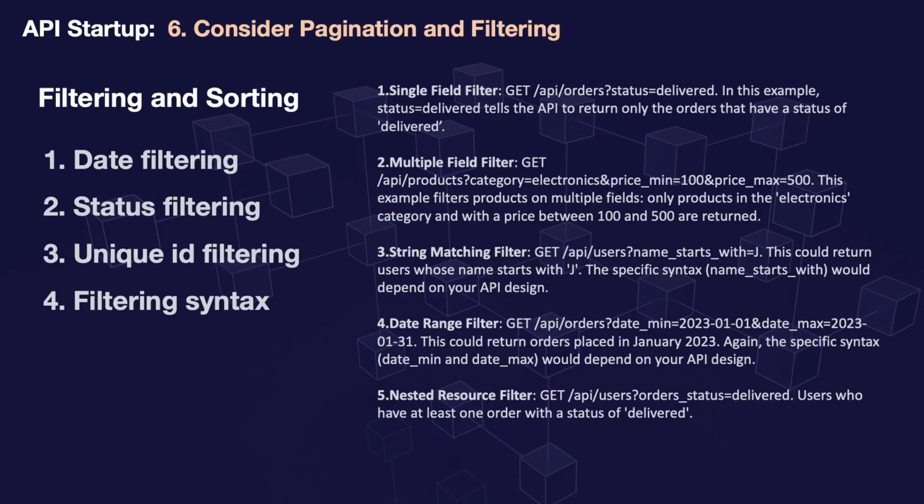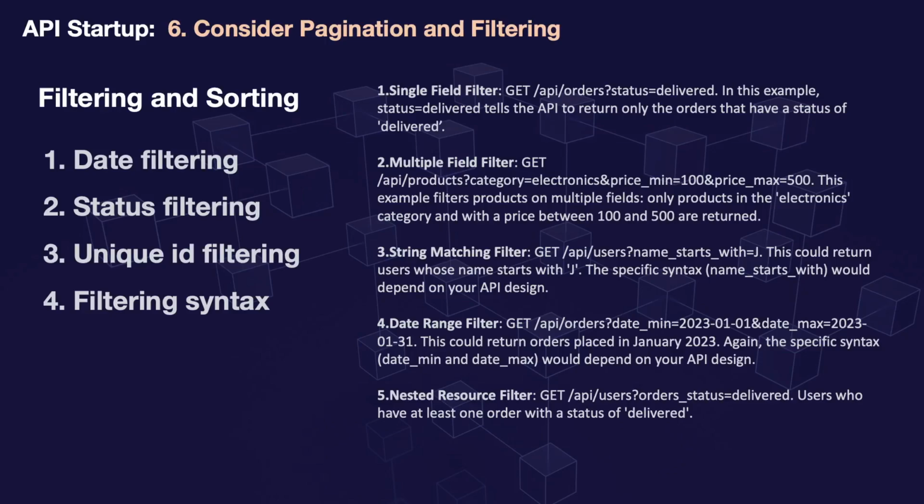on the server. You should also be thinking about filtering and sorting techniques that you're going to be using in your API. You have date filtering, status filtering, filtering by unique ID perhaps. And of course, there are a lot of different types of filtering syntaxes, but I've listed here in this slide several different ones that are commonly used. You can perhaps have a single field filter, a multiple field filter. You can use string matching, date range, and also you could have nested resources as well.